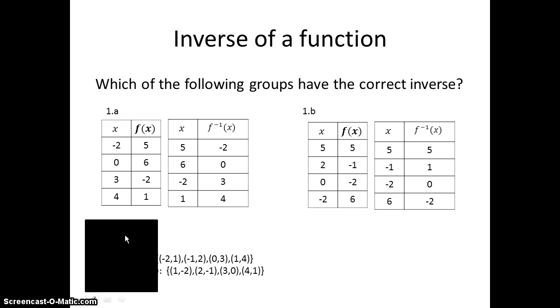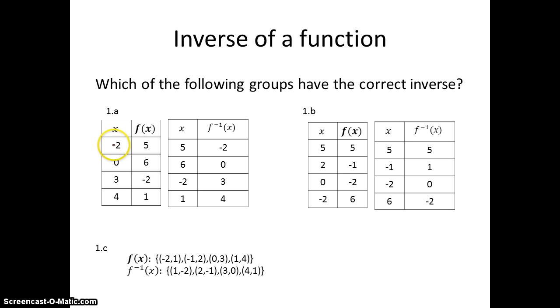Well, my original x is negative 2. I get 5. So if I put 5 in, I get negative 2 back. 0 to 6. So if I put 6 into the inverse, I get 0 out. That checks out. I put a 3 in, I get a negative 2 out for my original function. So I put a negative 2 in and get a 3 out for my inverse function. I put a 4 in, get a 1 out. Put a 1 in, get a 4 out. That checks out. Yes, inverse.